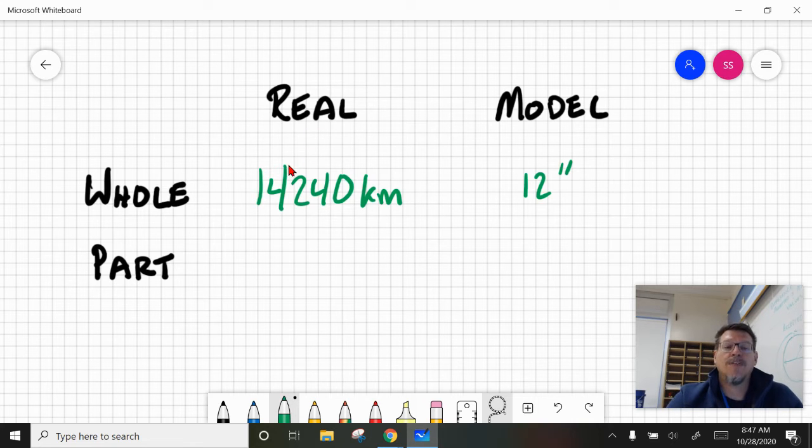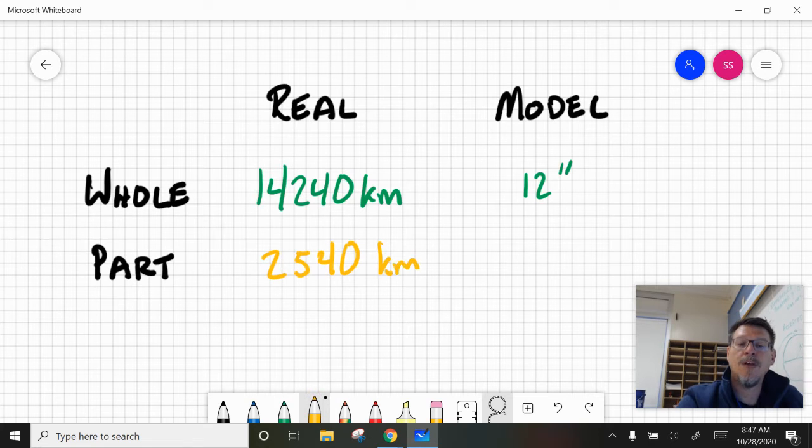All right, so how this works is we're going to fill in a little chart here. The real whole was 14,240 kilometers. The whole model is going to be 12 inches in diameter. Now we have to figure out where the part goes. The real part, which is the inner core, was 2,540 kilometers in diameter. It's going to go in the part under real. So I'm going to write that in, 2,540 kilometers. Now we want to know how big that part is going to be in our model. That's where our variable x is going to go.